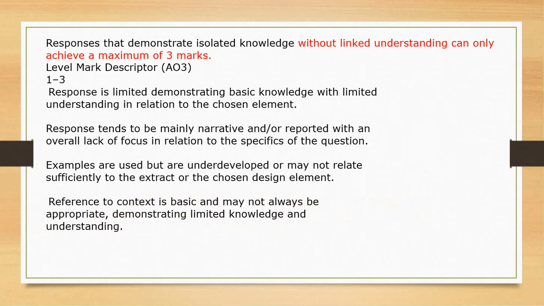So, a few descriptions. For levels 1 and 2, the main word is limited. The response is limited. Mainly narrative. Narrative means you're telling the story, you're stating fact, but you're not really analysing and evaluating. Examples are underdeveloped. I would have a grandfather clock. I would have a table with nice expensive things on it. That's underdeveloped. We need more detail. Context is basic. Priestley wanted to show society, we all need to be together. It's very short sentences, very abrupt. We need to have more detail.